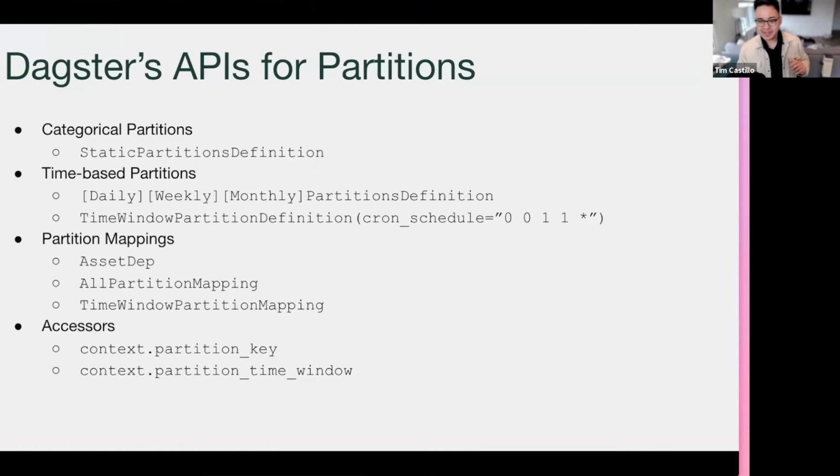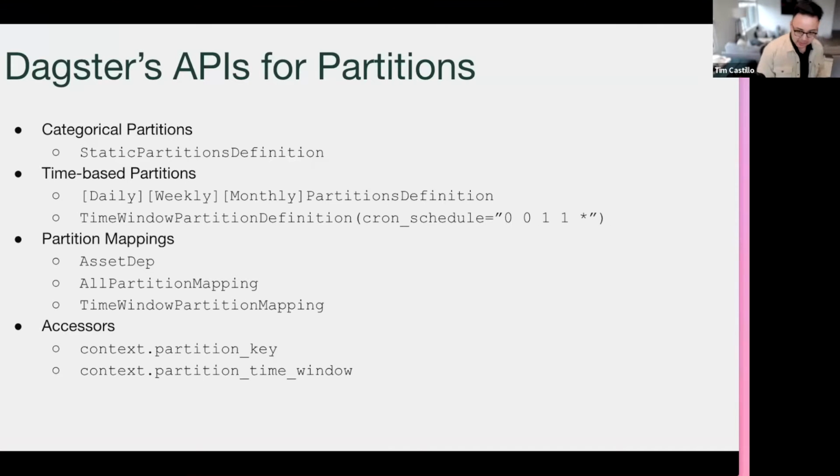Then we have the time-based continuous partitions. Out of the box, we have 3 time-based partition classes, which are daily, weekly, and monthly grained. However, if you have a more bespoke time range, you can define your own partition with the time window partition definition class. By passing a cron schedule to it to define the ranges, you'll define your own time-based partitions based on that, such as quarterly, semi-annual, or yearly partitions in this case.